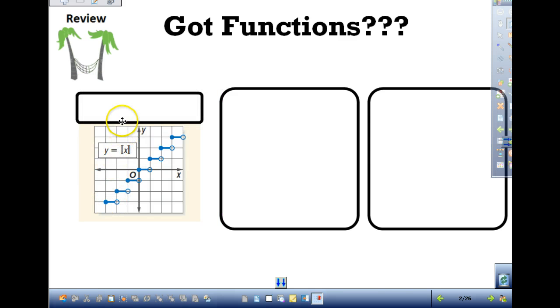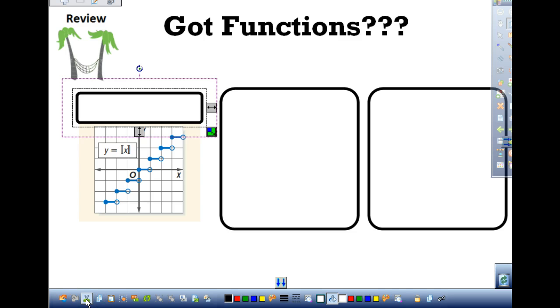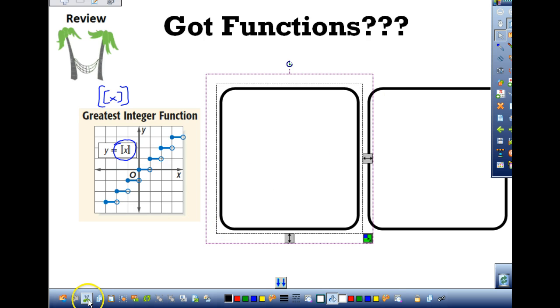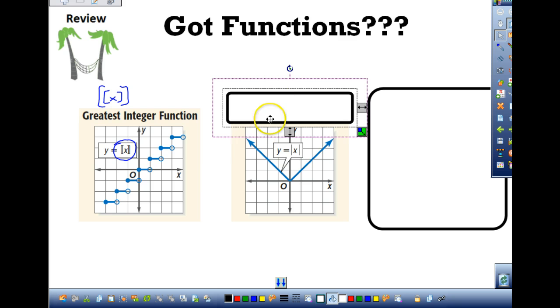What is this called? Step function. Also known as the greatest integer function. Either one is acceptable. Notice how it uses a special notation, right? It's a double bracket. We'll graph one of those in a moment. Remember how to do it. Of course, a table always works for all of these.